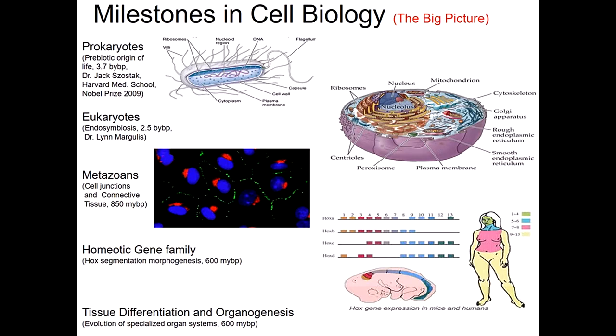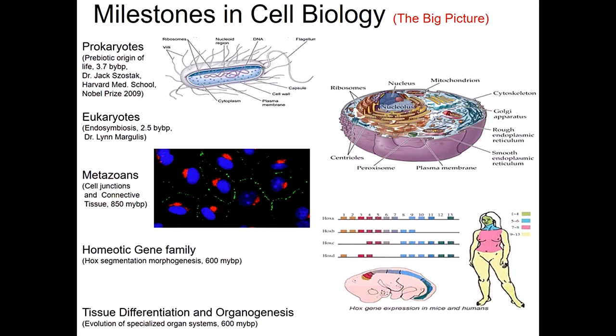Okay, so here is the big picture. These are, in my view, the milestones in cell biology that have led from a primitive microorganism evolved 3.7 billion years ago to you and me. So here are the major steps that have occurred. About 3.7 billion, and I'm talking with a B, not million, billion years ago, we have evidence of the first life on Earth.